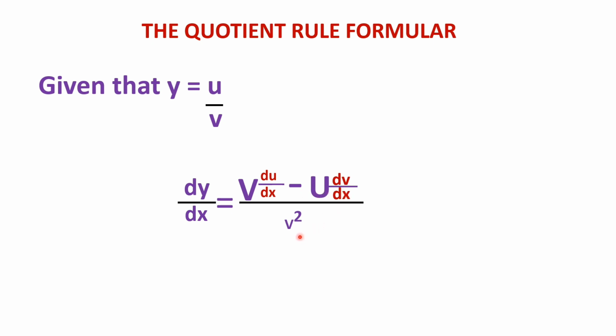The meaning of this formula is that we are going to keep the denominator constant and differentiate the numerator. That is why you have du all over dx in this place. Minus, we are also going to keep the numerator constant and we are going to differentiate the denominator. That is why I have dv all over dx, all over the square of the denominator, which is v squared.